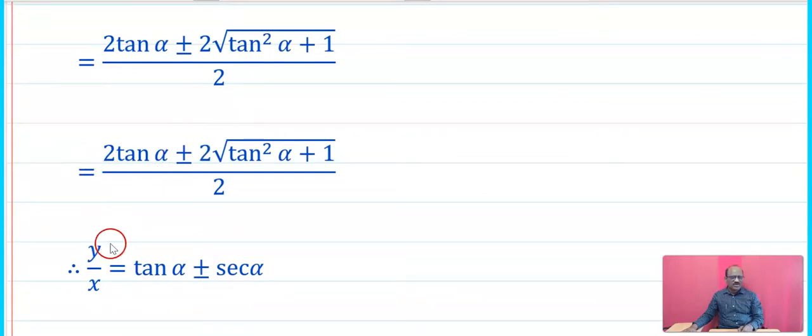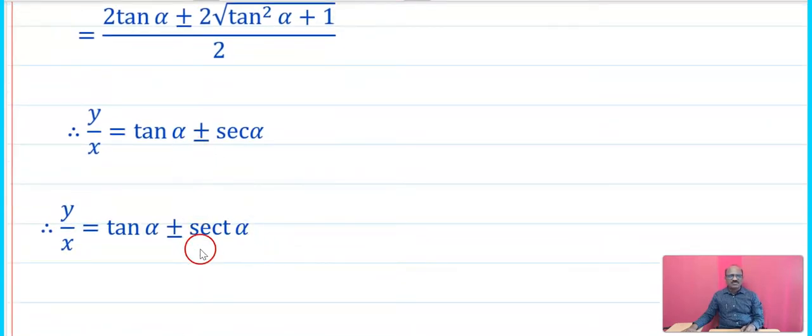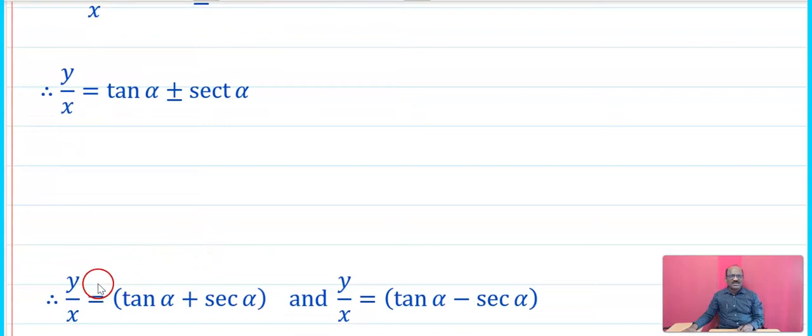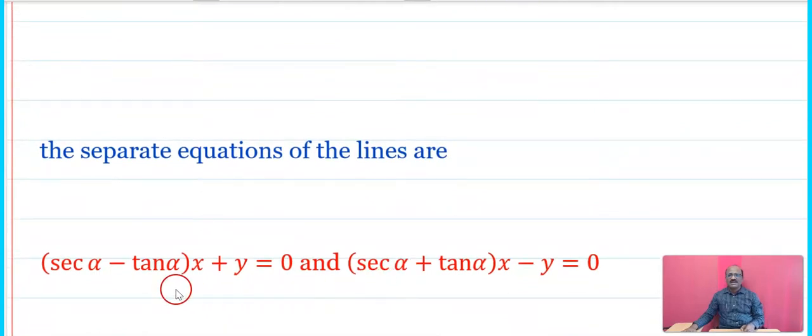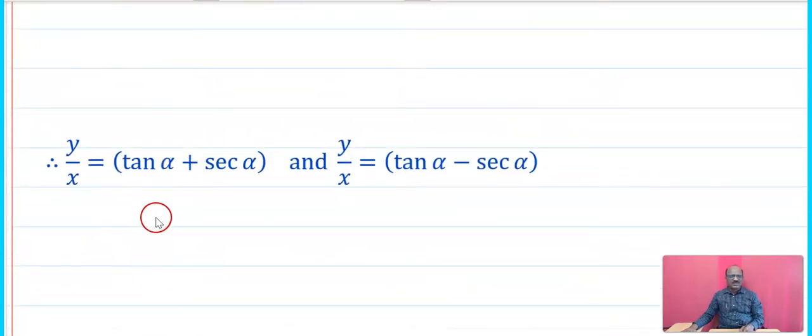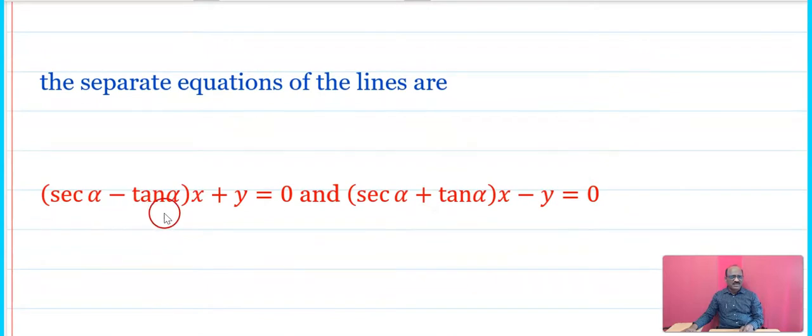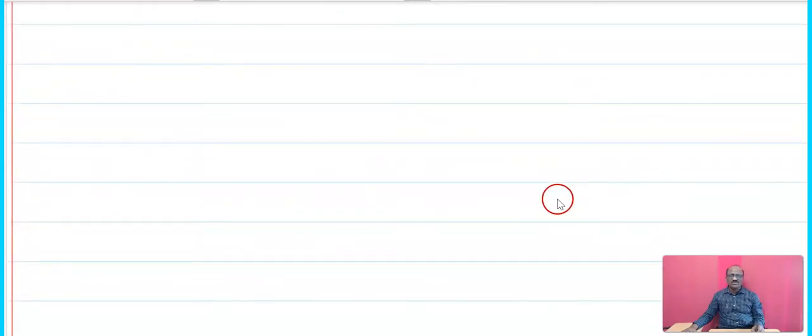If you take the 2 as common, then here you will get y upon x equals tan alpha plus or minus the square root of tan square alpha plus 1, which is sec square alpha, so it's the square root of sec square alpha. Once you take the plus sign and another is the minus. Therefore y upon x is equal to tan alpha plus sec alpha, and y upon x is equal to tan alpha minus sec alpha. And therefore the separate equations of the lines, after simplification, you will get (sec alpha minus tan alpha) into x plus y, and (sec alpha plus tan alpha) into x minus y, equal to 0.